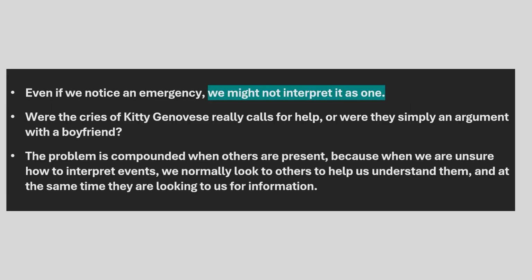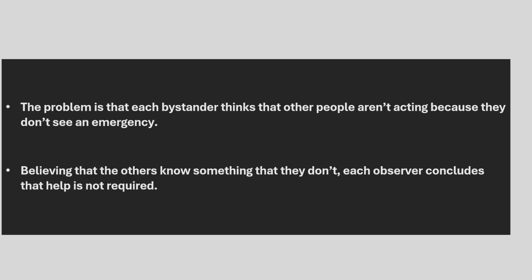Even if we notice an emergency, we might not interpret it as one. Were the cries of Kitty Genovese really calls for help, or did people think maybe someone was arguing with a boyfriend? The problem is compounded when other people are around, because when we're unsure how to interpret events, we normally look to others to help us understand them, and at the same time they're looking to us for information. The problem is that each bystander thinks the other people aren't acting because they don't see an emergency. Believing that the others know something that they don't, each observer concludes that help is not required.